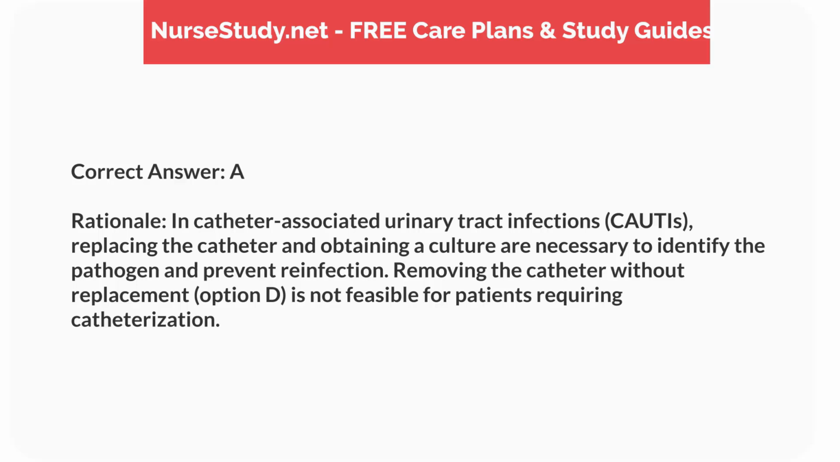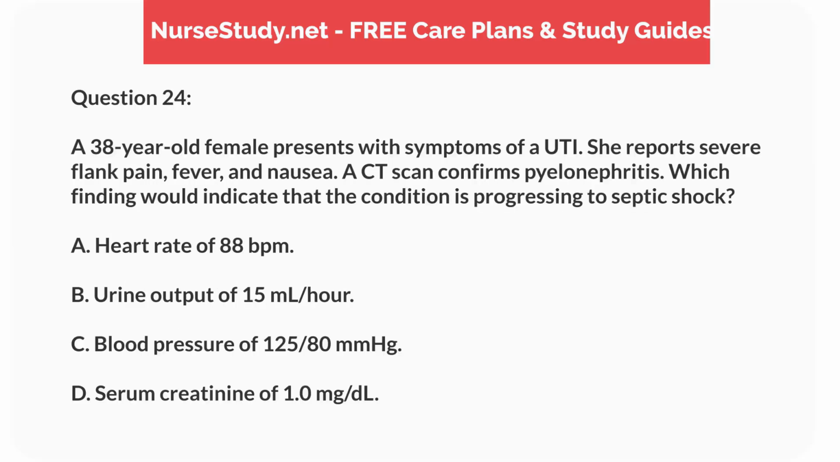Correct answer, A. Rationale: in catheter-associated urinary tract infections, CAUTIs, replacing the catheter and obtaining a culture are necessary to identify the pathogen and prevent reinfection. Removing the catheter without replacement, option D, is not feasible for patients requiring catheterization. Question 24. A 38-year-old female presents with symptoms of a UTI.